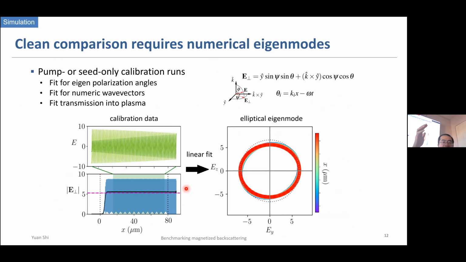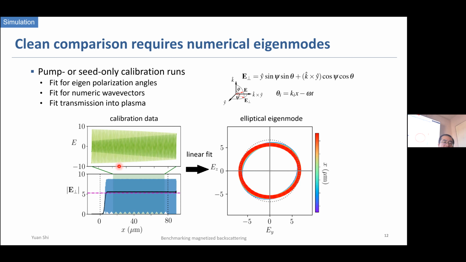But in magnetized plasma, they become non-degenerate. An intuitive way of thinking about that is the electrons are going right-handed with respect to the B field. So if your laser is right-handed polarized versus left-handed polarized, you're going to excite different kinds of resonance. So the polarization does matter a lot for magnetized plasmas.